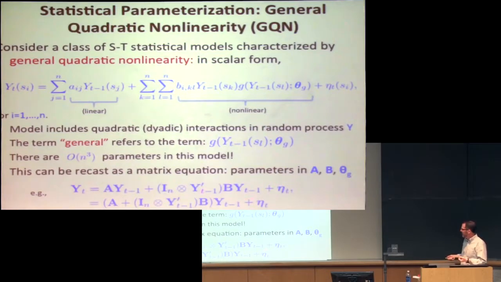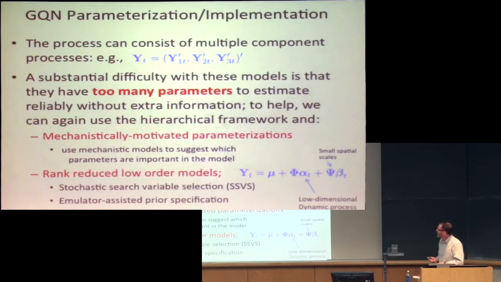Here's a matrix version of this, which isn't so important, but the formulation is what's important. Okay, a couple points. One point is, these can be multivariate. I could have strung a bunch of different variables together. That's okay, but it just makes it worse. I just have more parameters to estimate. Okay. So there's too many parameters. A couple things we can do. We can do mechanistically-motivated parameterizations, and I'll show you an example of that.